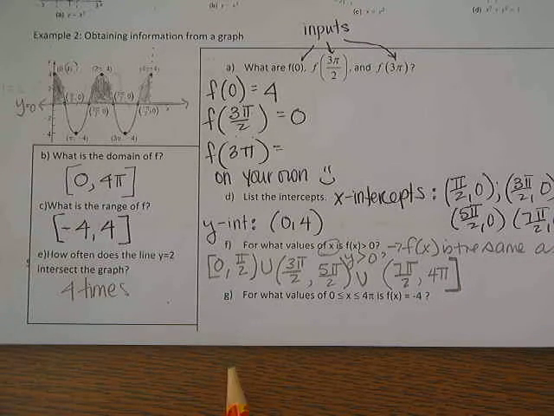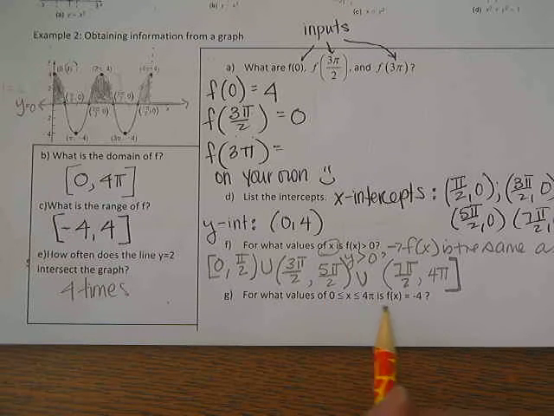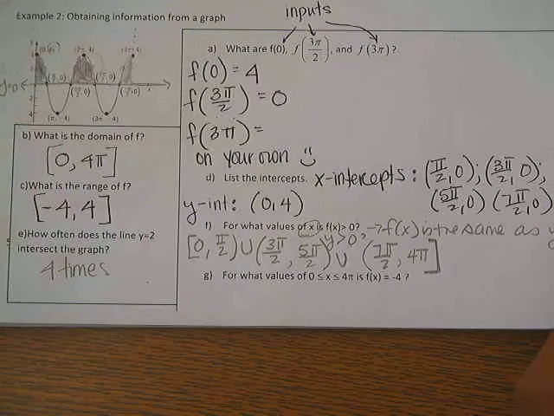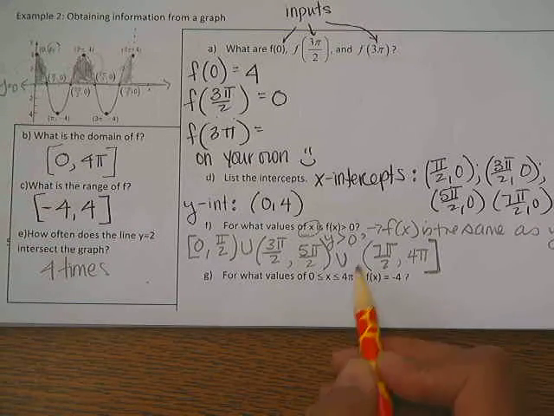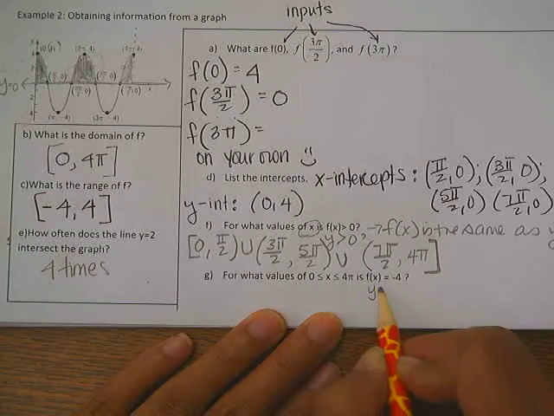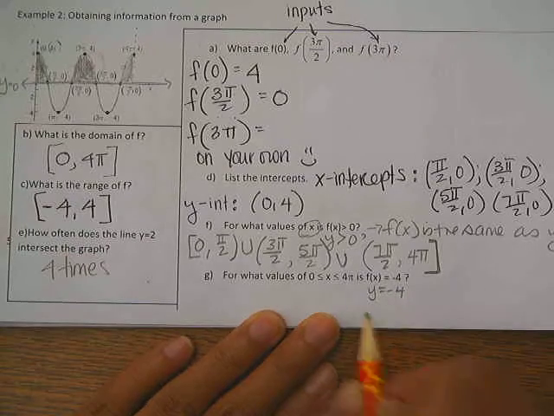All right, our next task is for what values of x, only, remember this, from 0 to 4 pi, is f of x equal to negative 4. So I'm going to ask you, f of x is the same as what? f of x is the same as y. Okay? So I'm asking, hey, find me x values for when y equals negative 4. That's really what I'm asking.